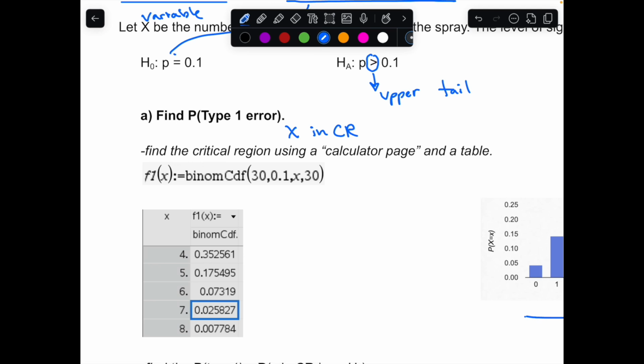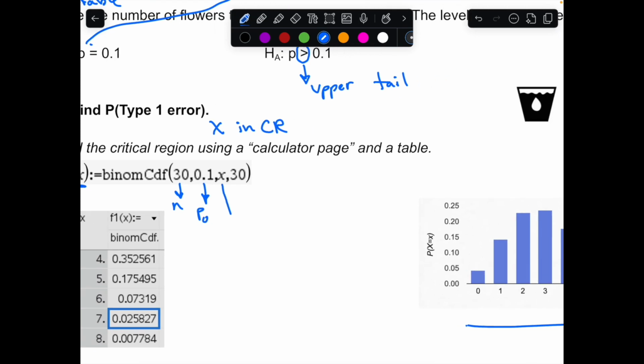On a calculator page, which I'll show you in a second, we're going to define a function as a binomial CDF with n as your sample size, p as the claimed proportion of success. Our lower bound is going to be changing, so we'll call it x because anything that changes is a variable. We like to use x for variables. And our upper bound is our n.